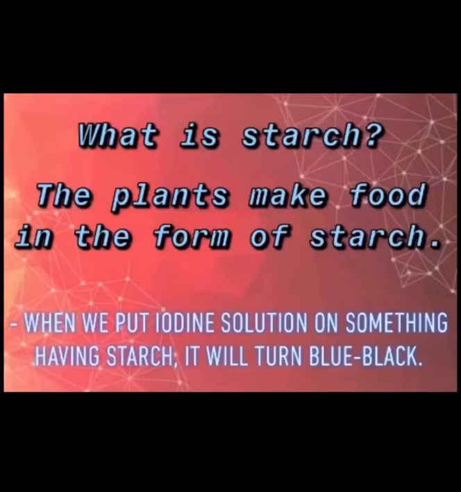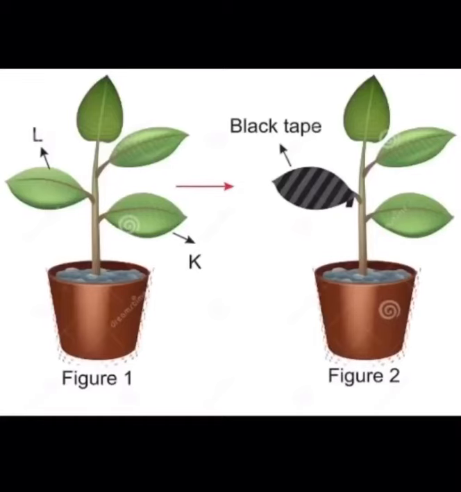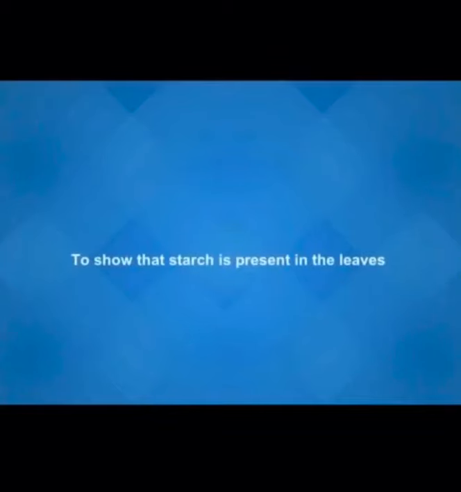Plants make food in the form of starch, and when we put iodine solution on something having starch, it will turn blue-black. Let's see now. For doing this test, we'll be taking two leaves, one covered with black tape and one which is uncovered and getting the sunlight. Let's see how it is. To show that starch is present in the leaves.